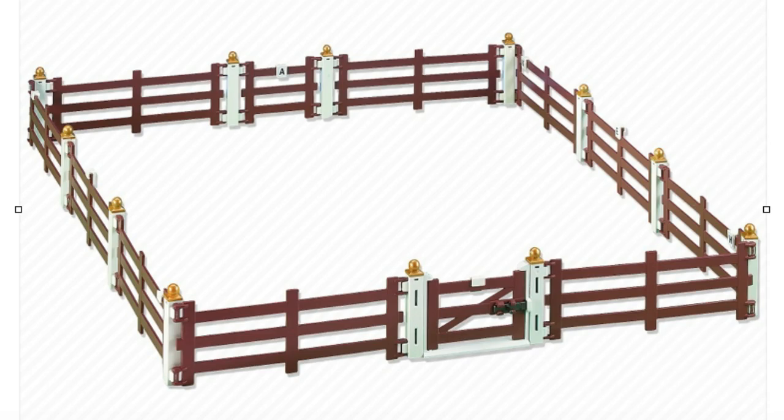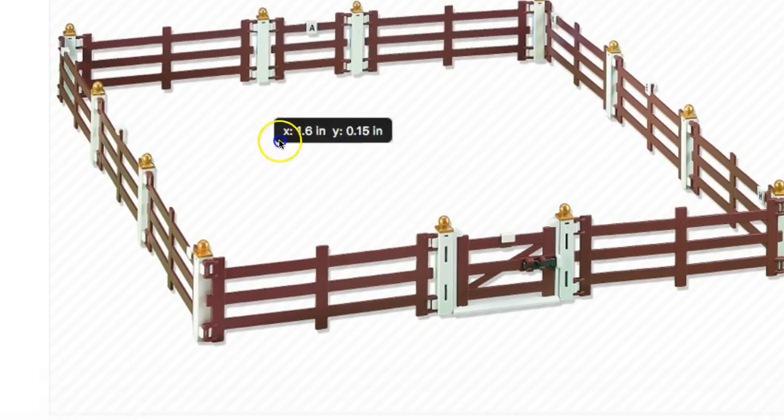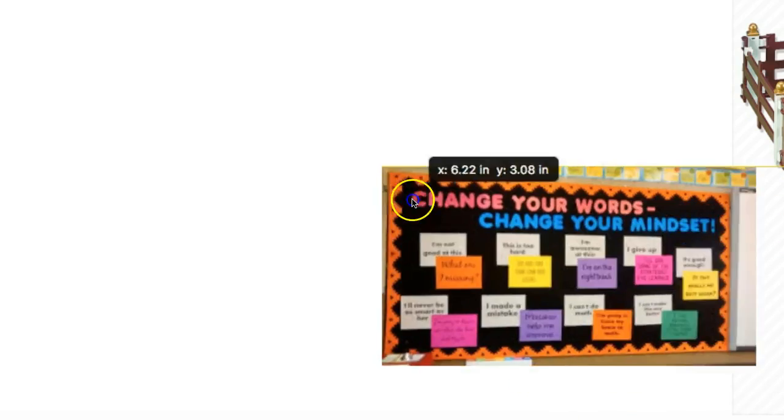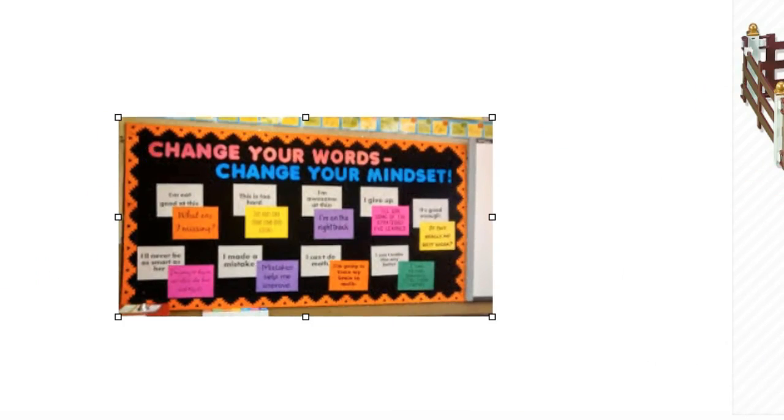Now, perimeter. Perimeter is the distance around a figure. We need to determine perimeter when deciding how much fence to buy to put around a yard. When a teacher measures border to place around a bulletin board, that is also perimeter. To find the perimeter of an object, you add together all of the sides.